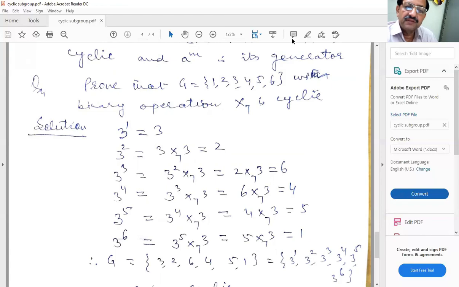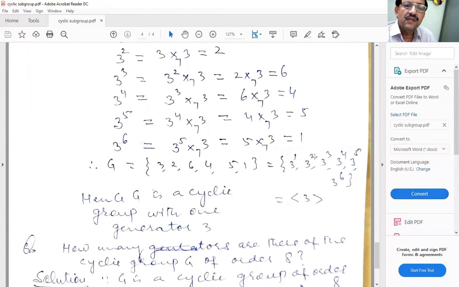Now 3 raised to power 6 is equal to 3 raised to power 5 multiply 3 divided by 7. Value of 3 raised to power 5 is equal to 5 multiply 3 divided by 7. So this is 15 divided by 7, that means 7 twos are 14. So the remainder is 1.